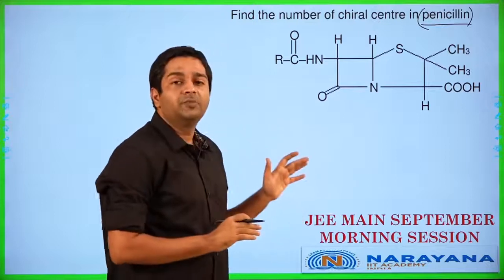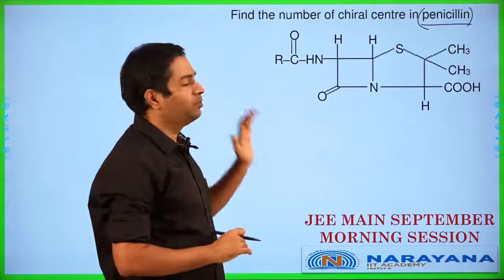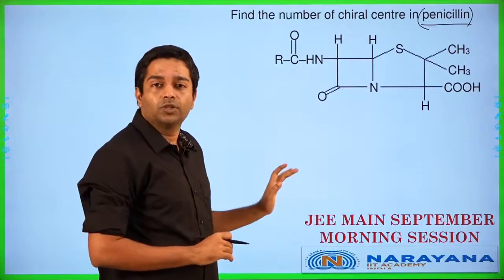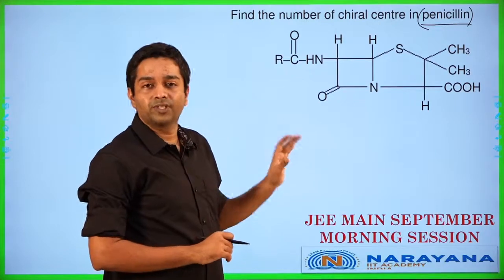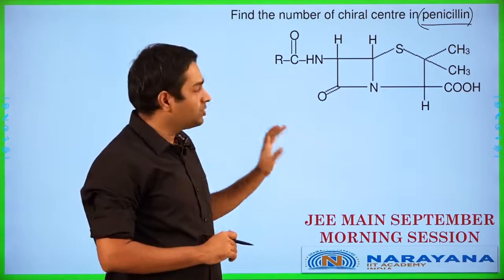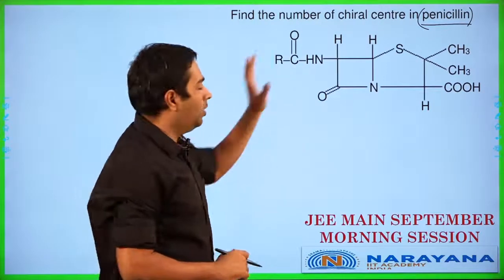In the previous JEE mains paper in the January session, they did not give the structure when they asked for the number of chiral centers. So please watch out for this kind of a question. In this particular case, they seem to have given the structure which is comfortable for the students to solve. If the structure is not given, you need to know how many chiral centers are there. Now, let's start off over here.